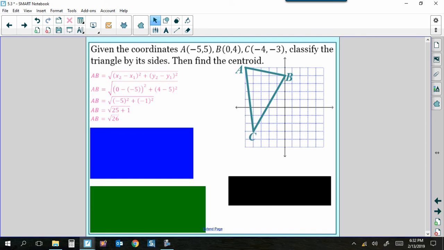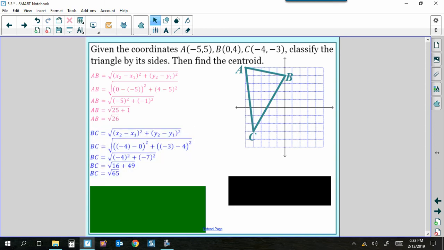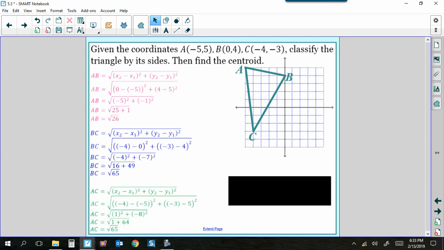If you plug it all in, you should end up getting the square root of 26, which is not a perfect square, so I left it as such. For the next side, we have BC. I got the square root of 65 for my side length, which is not the same, so once again, we do not have an equilateral triangle. For our last side, AC, I also got the square root of 65 when I worked this out. So because we have side BC being the same length as side AC, we can say that this is an isosceles triangle.